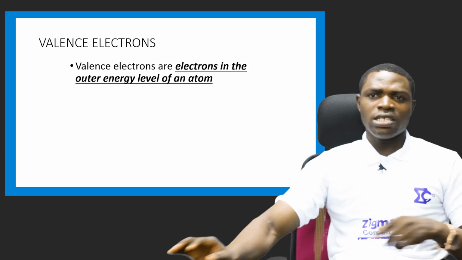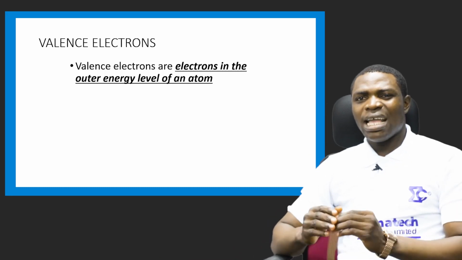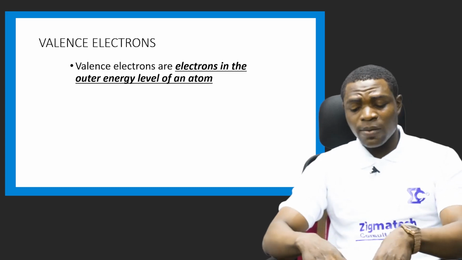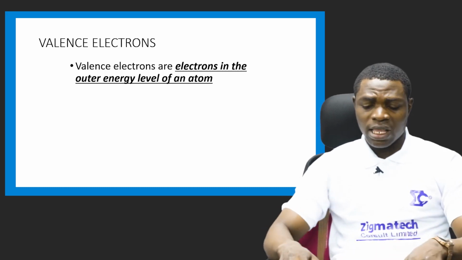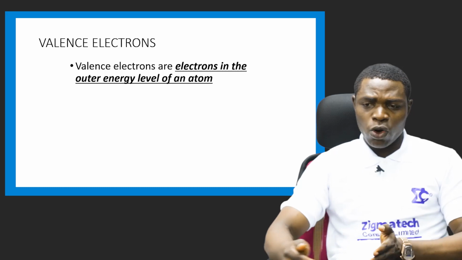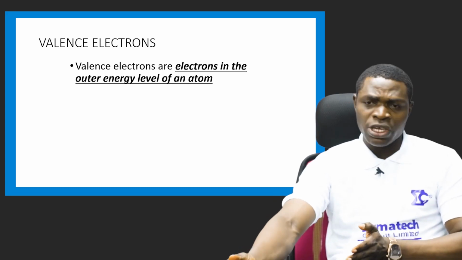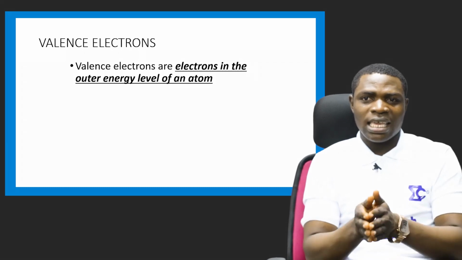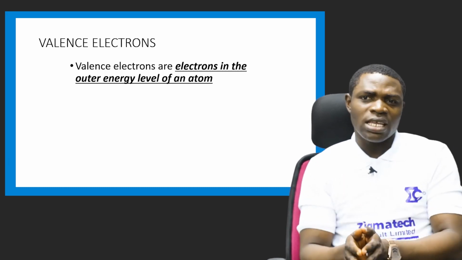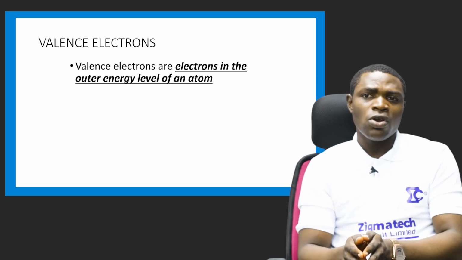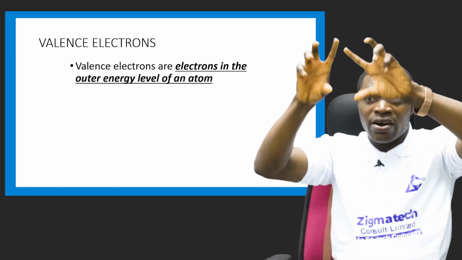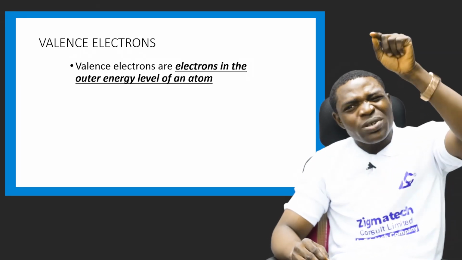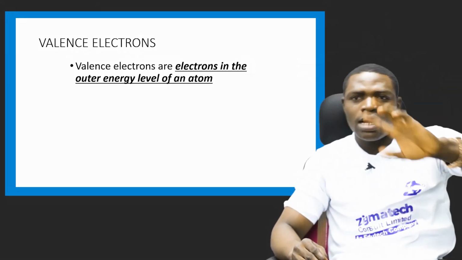Now, valence electrons are electrons in the outer energy level of an atom. If you look at the energy levels of an atom, you have K, L, M, N, O, and so on. K has the lowest energy level. Electrons are arranged on the shells, so the valence electrons are those electrons that are the outermost.